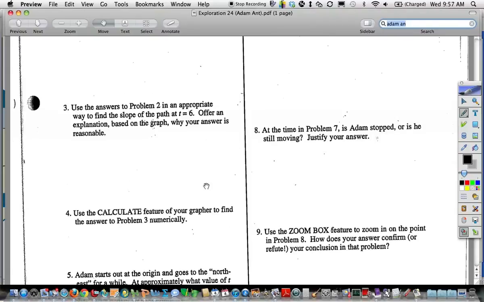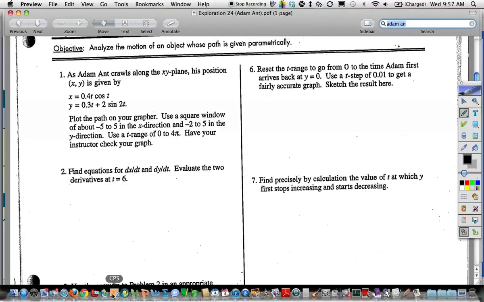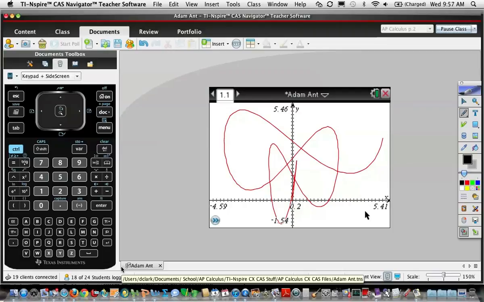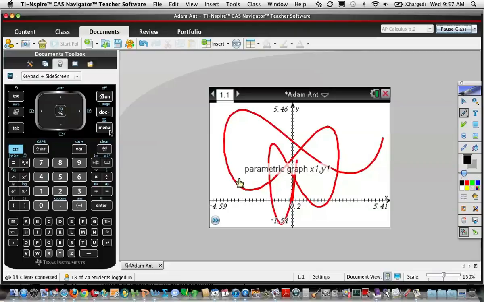All right. Let's go on to the calculator. Try to set your calculator back to the original window setting for the Adamant, -5 to 5, I think it was, for the x and -2 to 5 for the y. And we were like 0 to 4 pi, I think. 0 to 4 pi was the t range.